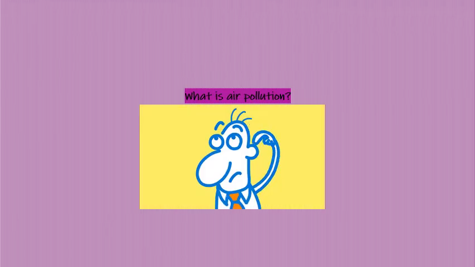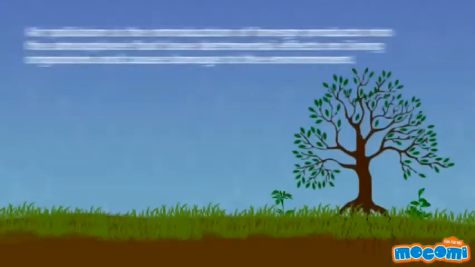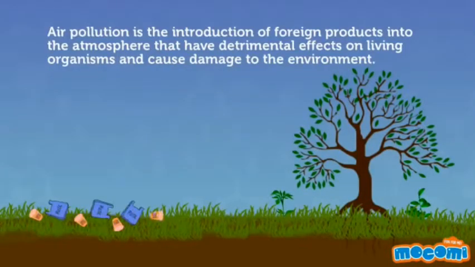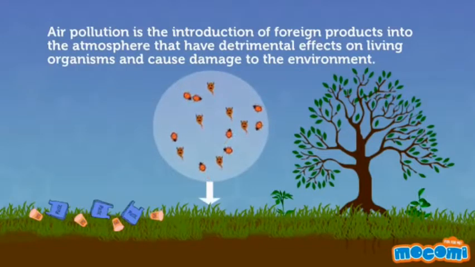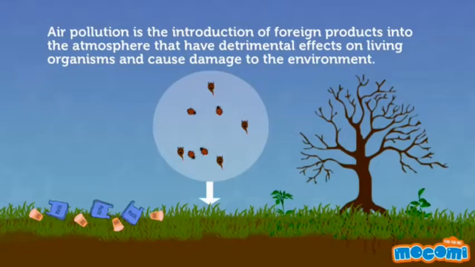Air can be polluted by some gases such as carbon monoxide, smoke. This pollution is one of the reasons for global warming by causing the greenhouse effect. But what is air pollution? Air pollution. Air pollution is the introduction of foreign products into the atmosphere that have detrimental effects on living organisms and cause damage to the environment.